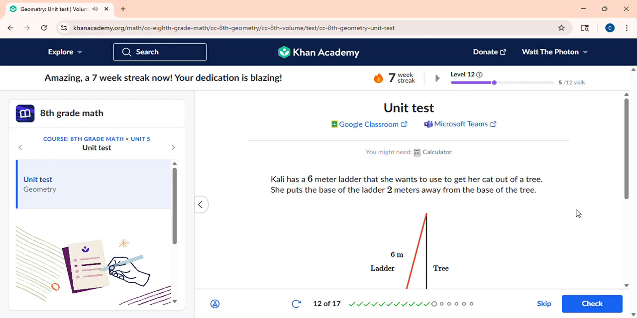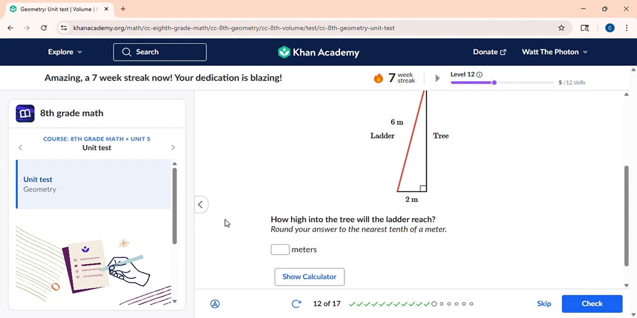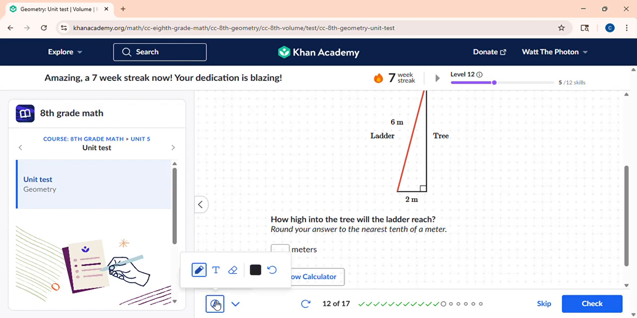Kyle has a 6-meter ladder, and she wants to use it to get her cat out of the tree. She puts the base of the ladder 2 meters away from the base of the tree. How high into the tree will the ladder reach? Okay, so we're gonna use the law of sines. So that's 6 meters. I think it's the other way around.